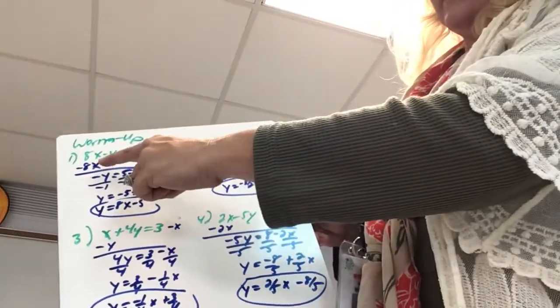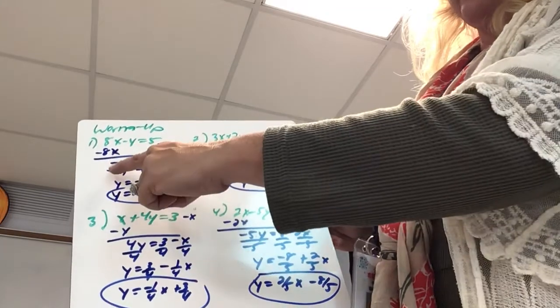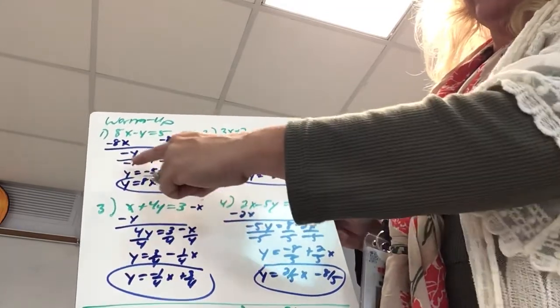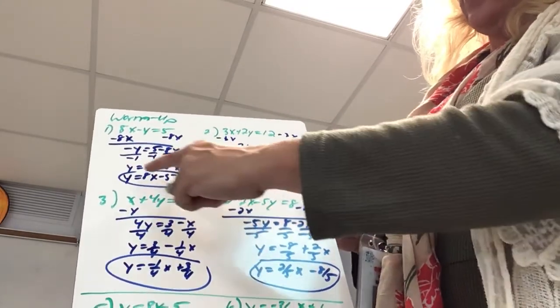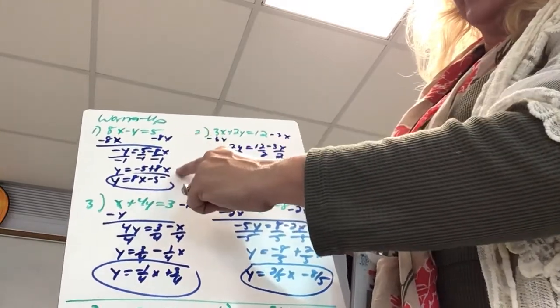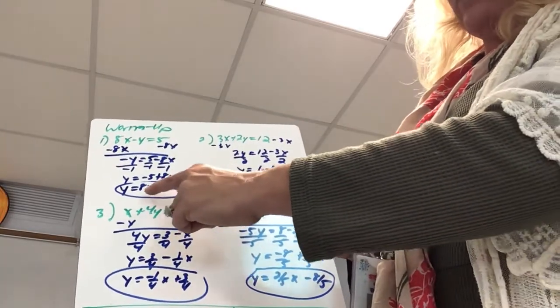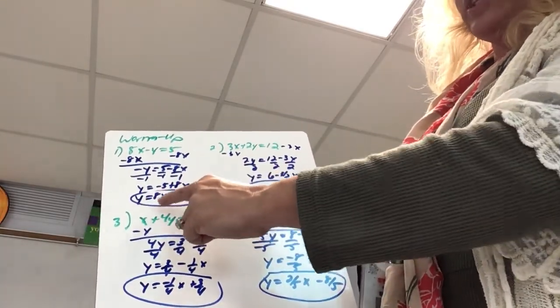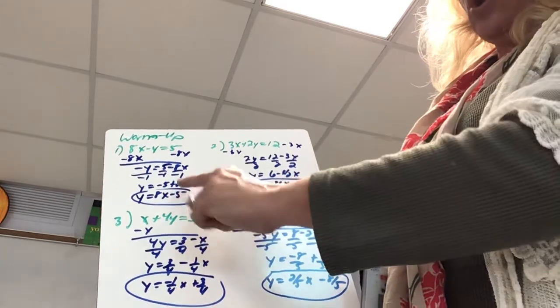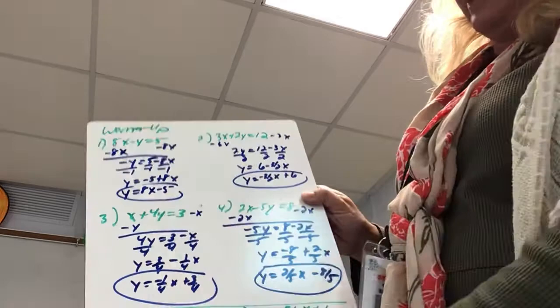So let's take a look here now at number 1. I need to get y by itself, so I'm going to subtract 8x. That is a negative y, so I'm going to divide everything by negative 1. So y equals negative 5 plus 8x, because a negative over a negative is a positive. As we discussed in class, we want this in slope-intercept form, so this would be 8x minus 5. When you reverse these or rewrite it, the sign should be the same.